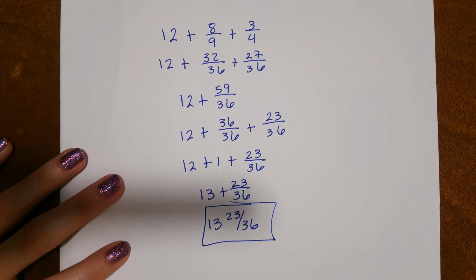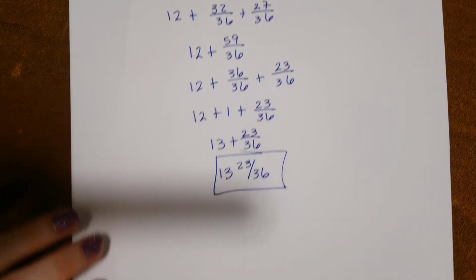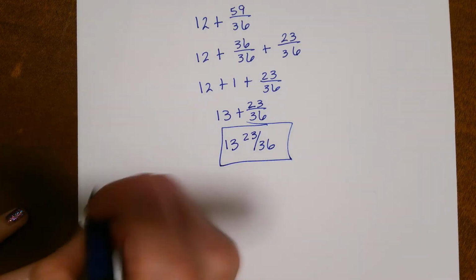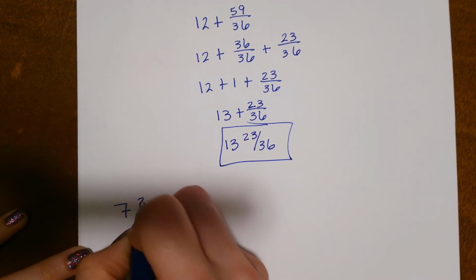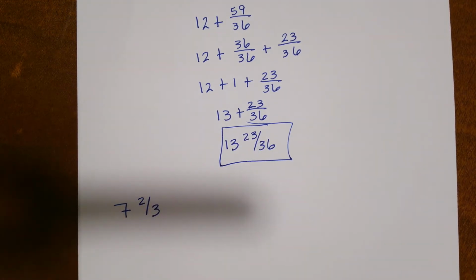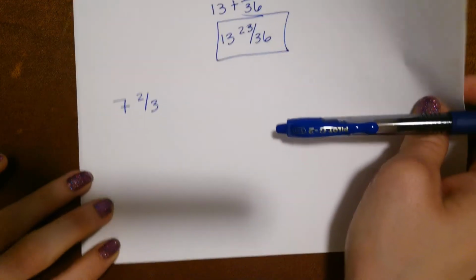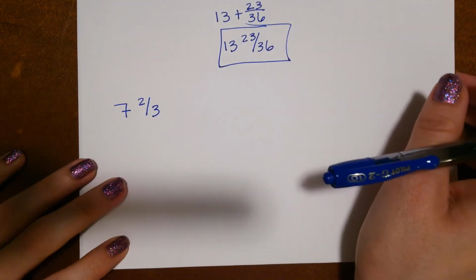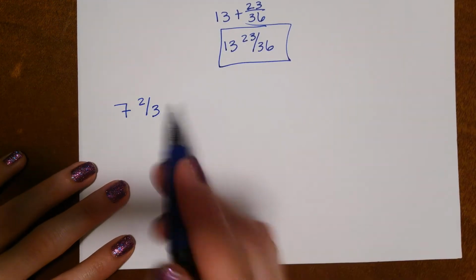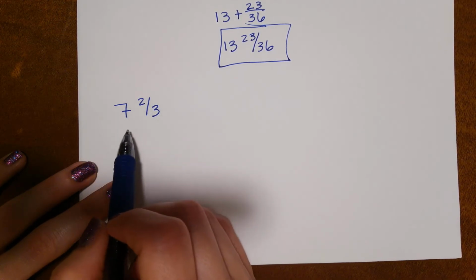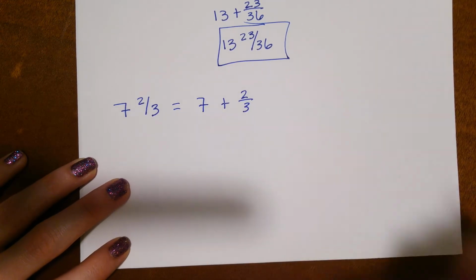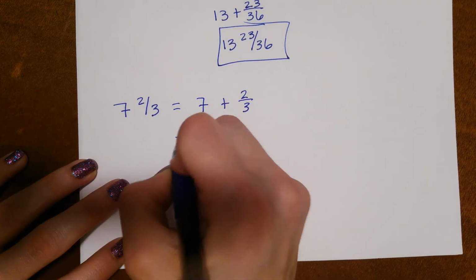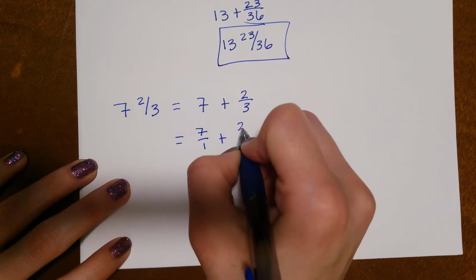There we go. Now, how do I convert a mixed number back into an improper fraction? So let's say we have 7 and 2/3. Now, to convert this into an improper fraction, there are two different ways to do it. The first one, recognizing that again this is a mixed number, and I can rewrite this as 7 plus 2/3. Well, now I'm just adding fractions, right? This is 7 over 1 plus 2 over 3.